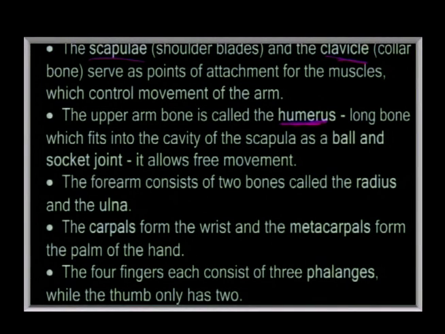Okay, the forearm consists of 2 bones, the radius and the ulna. Remember that the radius is always on the thumb side. The ulna is always on the other end. Carpals, the wrist, metacarpals in the hand, and then the fingers end up making the phalanges. And remember, this is not a finger, it's a thumb. Fingers, thumb, even though they are all phalanges.